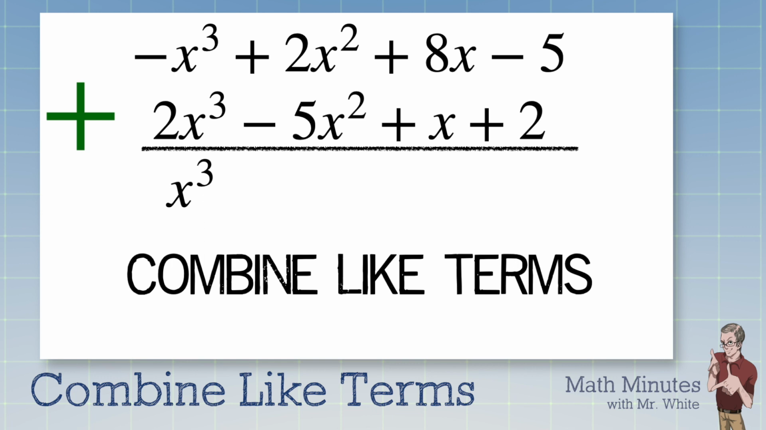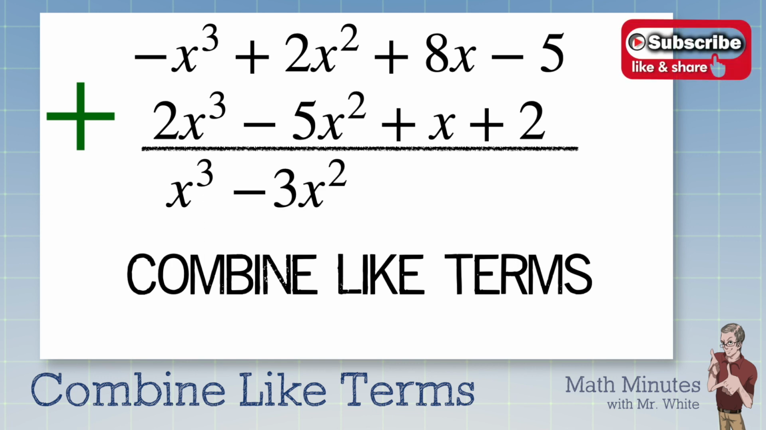All right, let's look at the x squared. We've got 2, and we've got -5. That adds up to -3x squared. And then how about the x's? I see a +8x. I see a +x. You add those up, you get 9x. And then I see a -5 and a 2. Those are called like terms. We add them up, and we get -3. Well, what do you know? That is our answer right there.